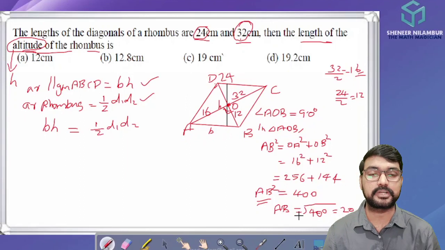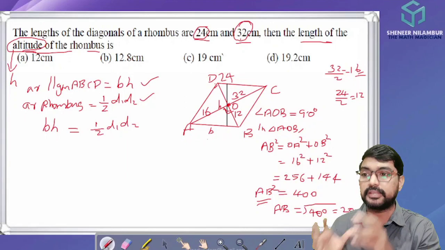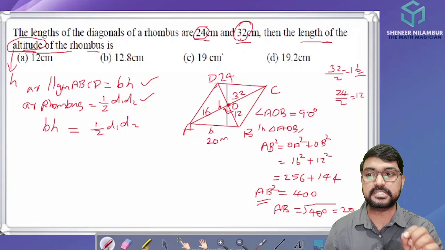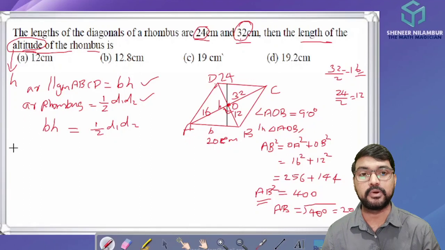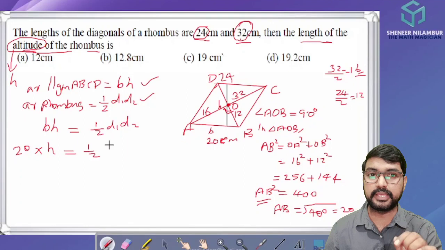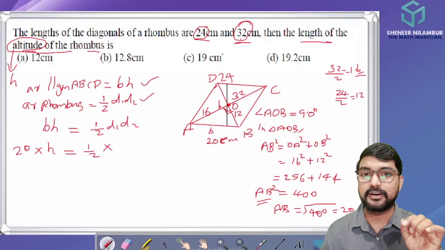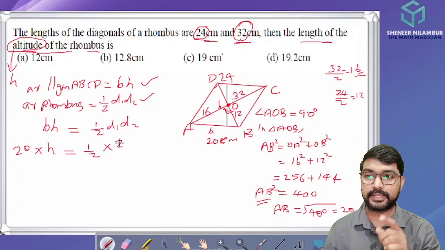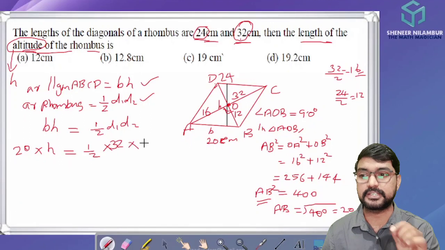One of the sides we got. This value we can apply in our equation. B into H is equal to half into D1 D2. Base is one of the sides, 20. So, 20 into H is equal to half into D1 into D2. Half into D1 32 into 24. So, 32 and 2 we can cancel. We will get 16 into 24.